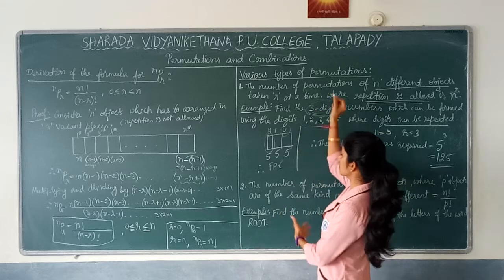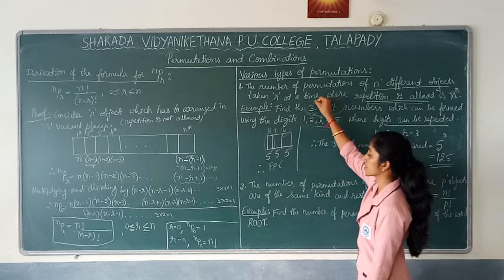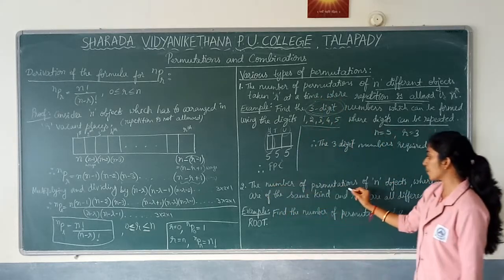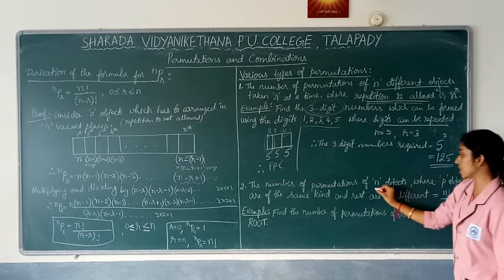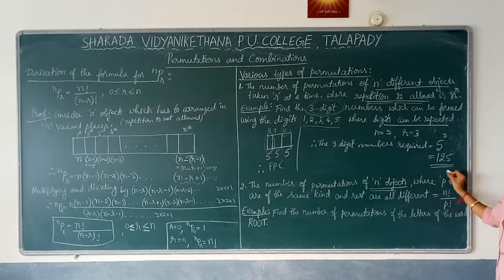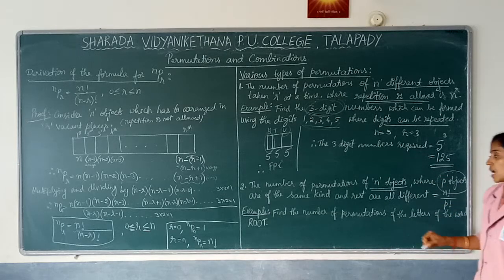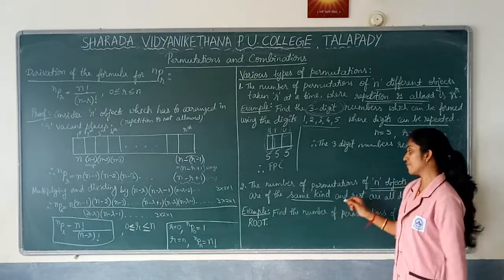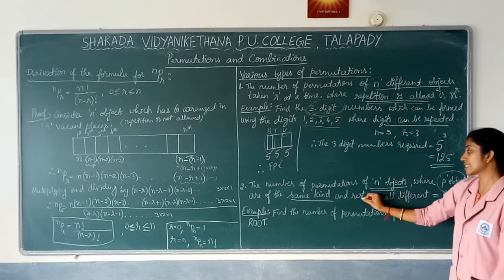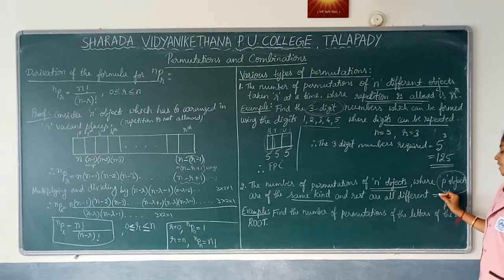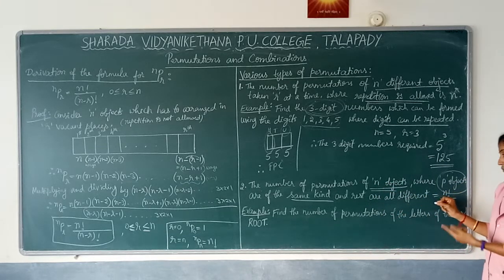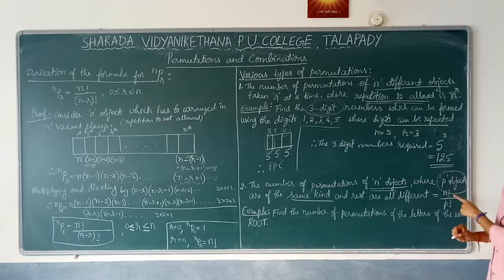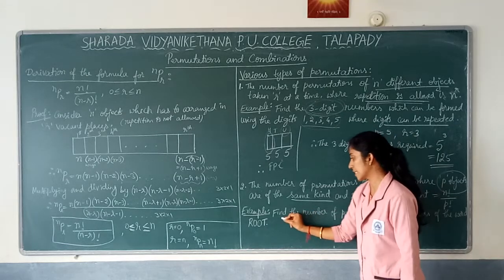Sorry, not a question, various types of permutations. In that, the first type is the one we just saw. The second type is the number of permutations of n objects, where some of the objects, p objects, are of the same kind. When in the given n, some are of the same kind and the remaining are different, then the number of permutations of n objects where p objects are of the same kind is given by n factorial divided by p factorial. What is the use of this? Let us see in the example.